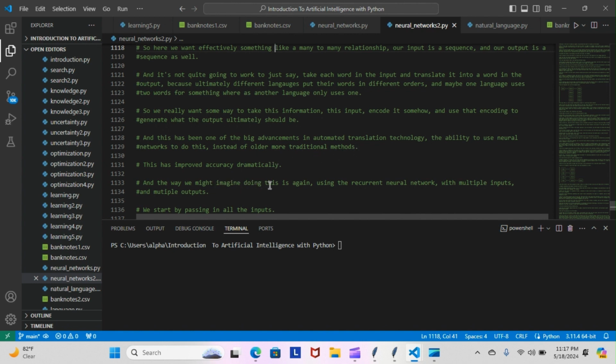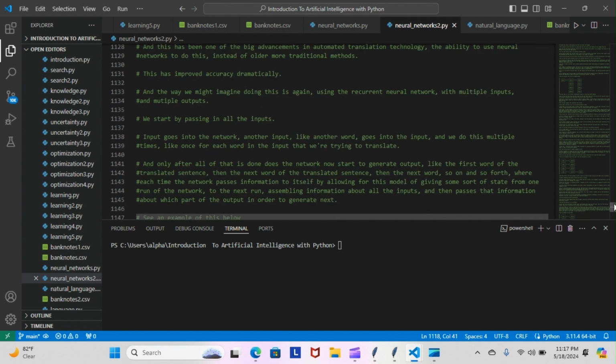And the way we might imagine doing this, again, is using a recurrent neural network with multiple inputs and multiple outputs. We start by passing in the input, then another input, like another word, goes into the network, and we do this multiple times, once for each word in the input that we're trying to translate. And only after all of that is done does the network start to generate output, like the first word of the translated sentence, then the next word, and then the next word, and so on and so forth.